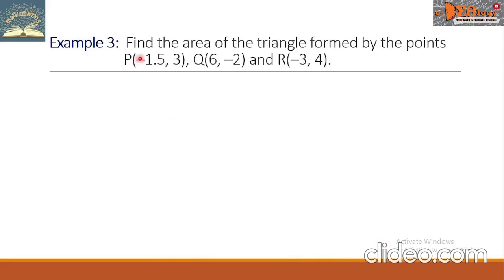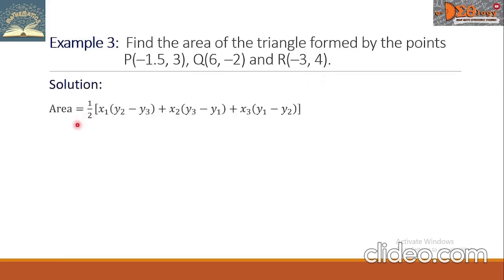Example 3. Find the area of the triangle formed by the points P(-1.5, 3), Q(6, -2), and R(-3, 4). We have the formula. Let us substitute the corresponding values. We have 1/2 times negative 1.5 times the quantity negative 2 minus 4, plus 6 times the quantity 4 minus 3, plus negative 3 times the quantity 3 minus negative 2.